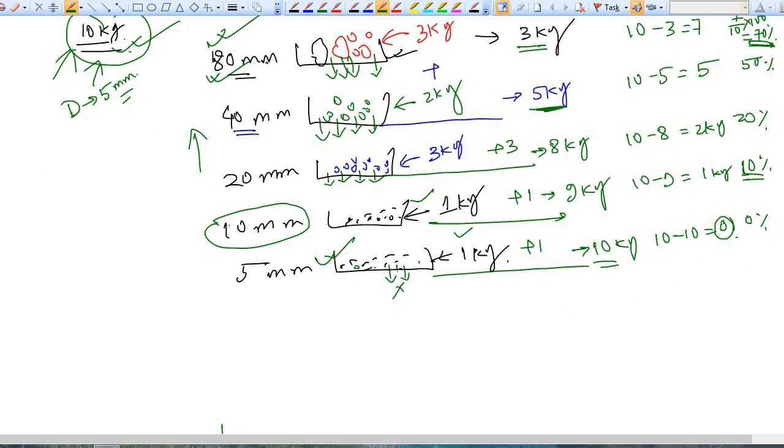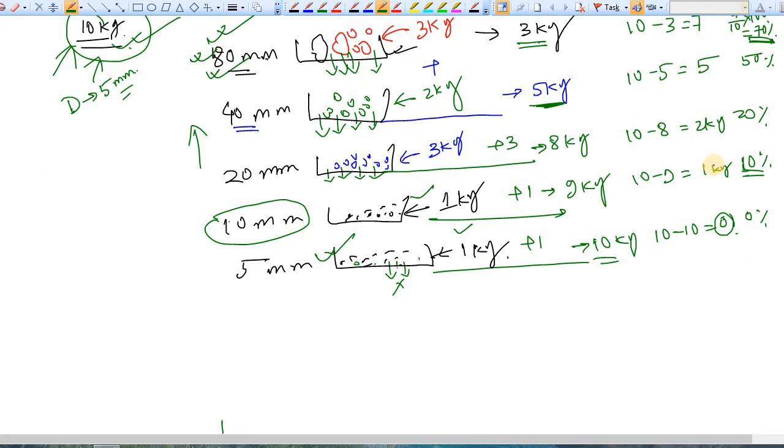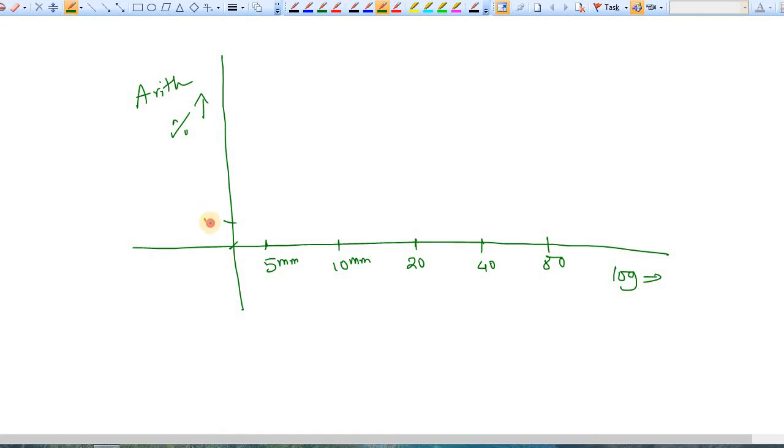So for 80 mm, the percentage of passing is 70%. Let this be 10, 20, 30, 40, 50, 60, 70, 80, 90. Let's say this is 100. So 70 is here. This is your 70%. So corresponding to 80 mm, we get our 70%. So this is the first point you are getting.